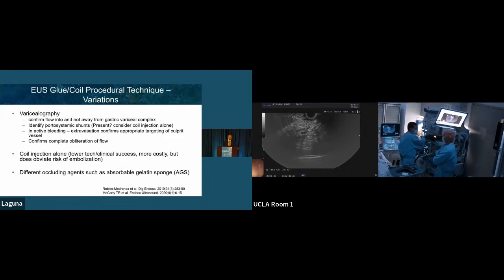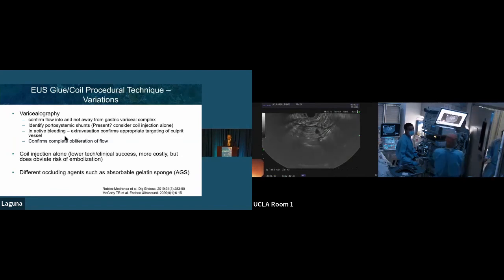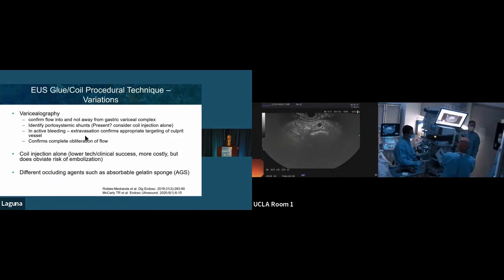There are some twists on this technique that have been published recently. One of these is variceolography. Essentially you're doing this under fluoroscopy. In this way, you can inject some contrast and actually identify any shunts that are present. In those cases, perhaps consider coils alone so we can avoid glue embolization. It also allows you to see in real time whether you've actually obliterated the varices and stopped the bleeding through either the collaterals or other circulation.